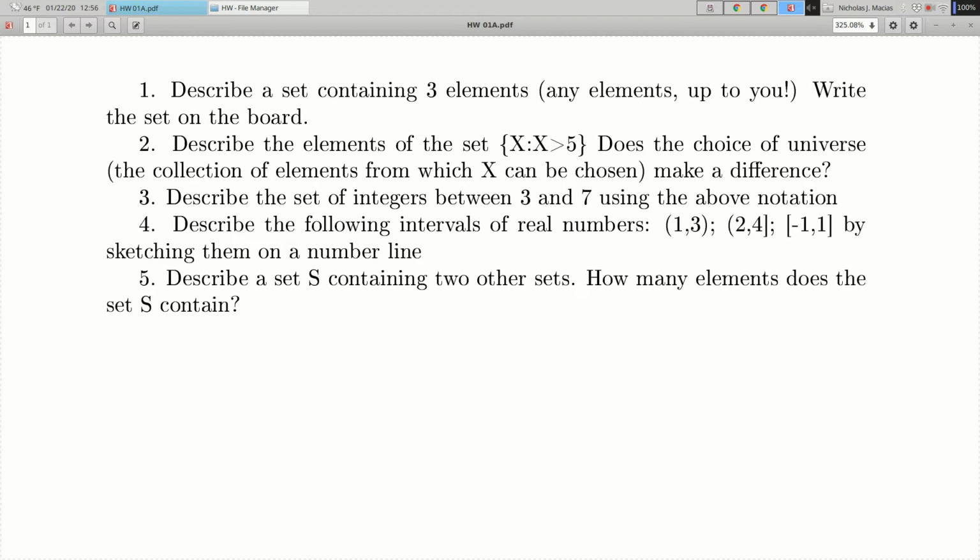All right, so question 2. Describe the elements of the set of all x such that x is bigger than 5. And it asks, does the choice of the universe make a difference? So just describe in words or by listing some of the elements or somehow what the set of x such that x is bigger than 5 looks like. You can do it in words, or you can draw.